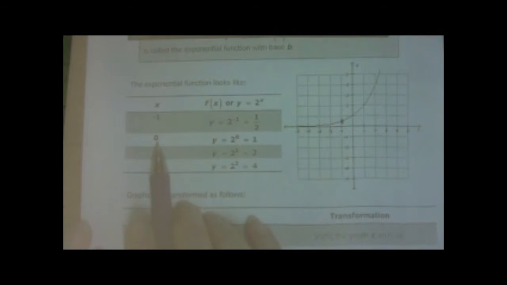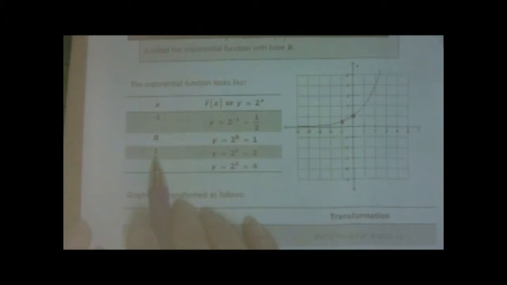If I plug in 0, I've got y equals 2 to the 0 power, which is 1. So 0, 1 is a point. All right, now I have x equals 1. So y equals 2 to the 1 power, which is 2. That's here, so 1, 2. And if I plug in 2, I've got y equals 2 squared, which is 4. So I have the point 2, 4. And so you can see I've got this curve. This is a graph of an exponential function.